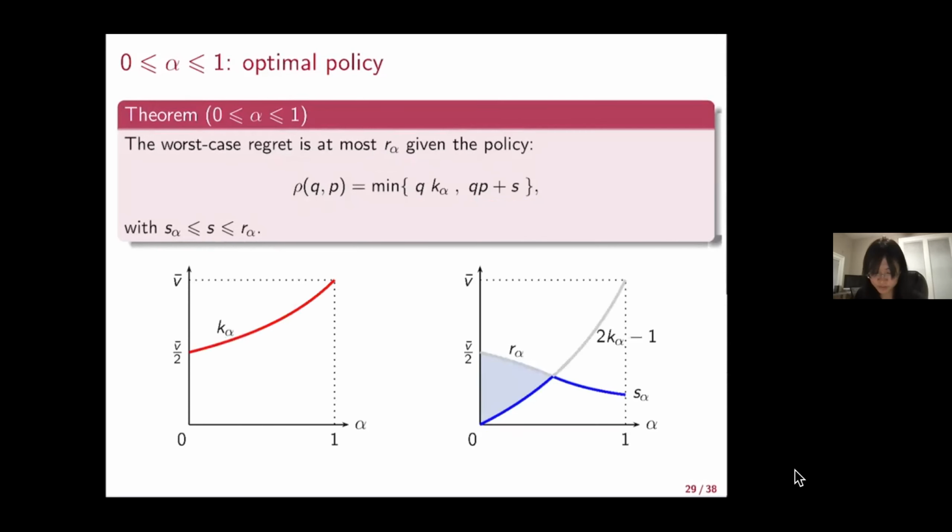I don't have time to talk about the particular definition of S alpha, but this blue line gives the value of S alpha and this gray line gives the value of R alpha. So anything between these 2 lines are possible cap on the total subsidy. Now this policy tells the firm 3 things. First of all, you are not allowed to get more than K alpha per unit. This cap on the revenue per unit would make sure that the firm does not extract too much surplus from the consumers. So this is in order to protect the consumer well-being by constraining the surplus the firm can extract.